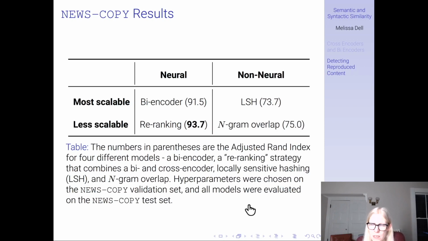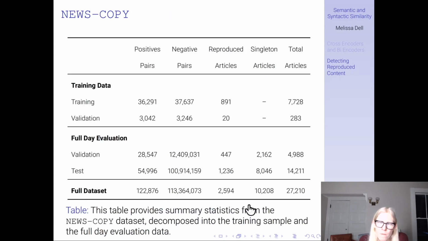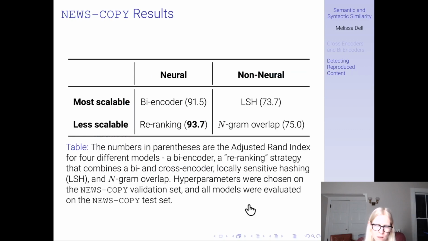So the bi-encoder has an adjusted RAND index of 91.5. Re-ranking, where we take the closest articles from the bi-encoder and run them through a cross-encoder, does slightly better, but the differences aren't huge. Whereas when you pair that to n-gram methods, looking at how many n-grams the articles have in common, where we've taken the threshold of n-grams in common that you need to be the same from this full day validation data, so we are even using the validation data to find a good threshold for the n-grams, but those do not great. LSH, locality sensitive hashing, is a more scalable and efficient version of n-grams. I won't go into the details of that here.